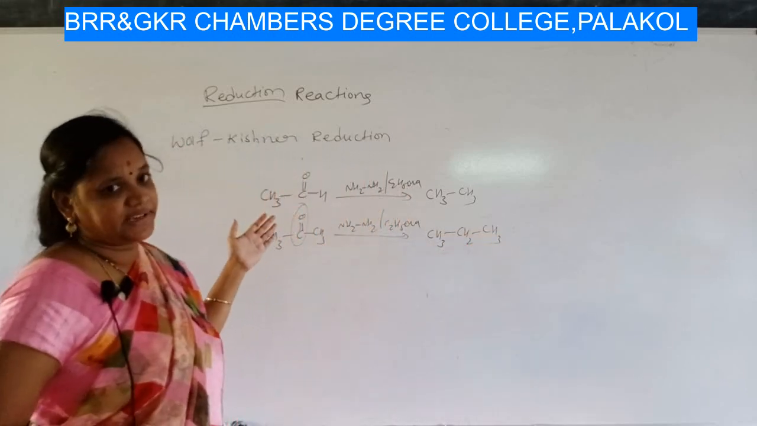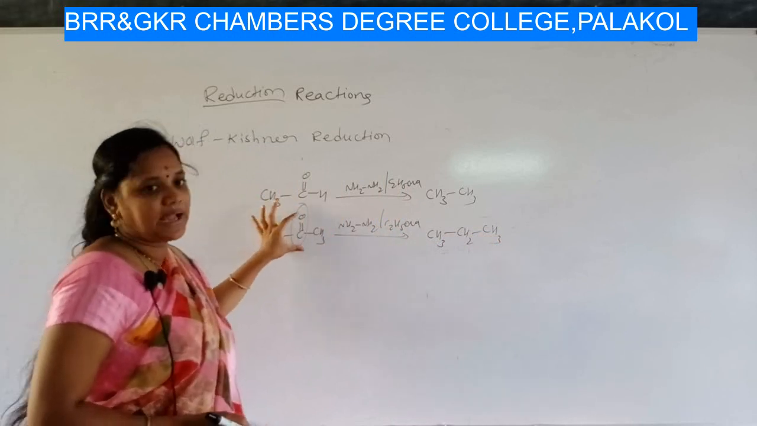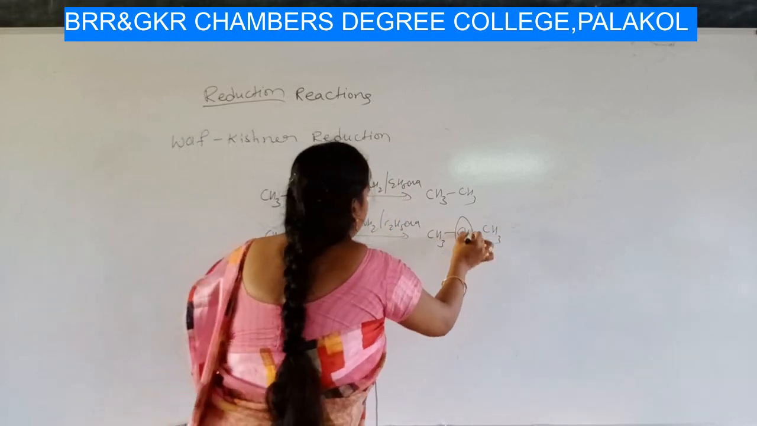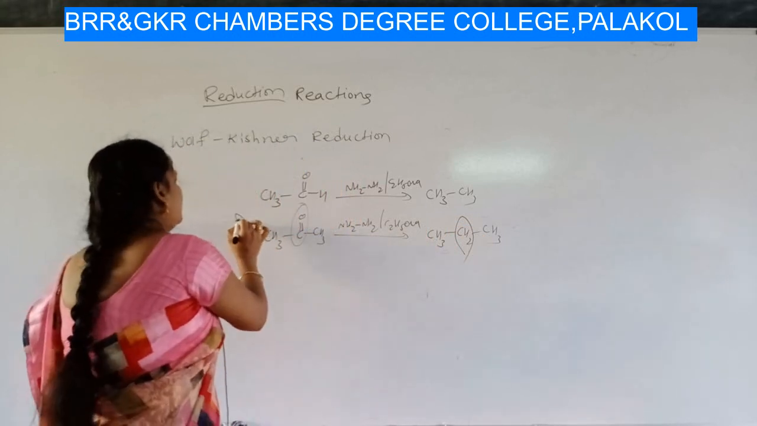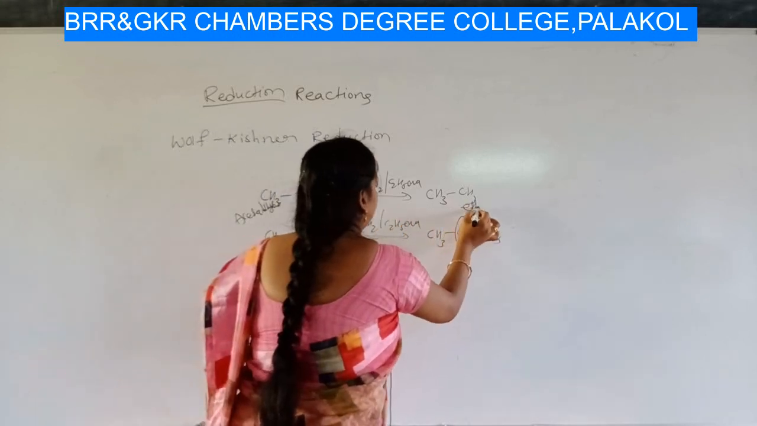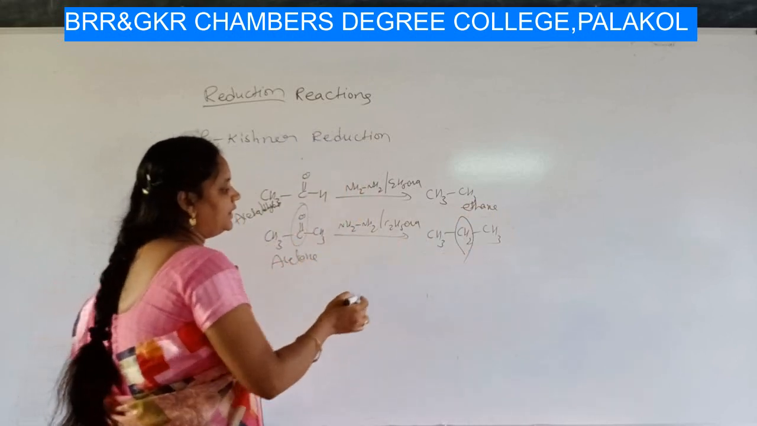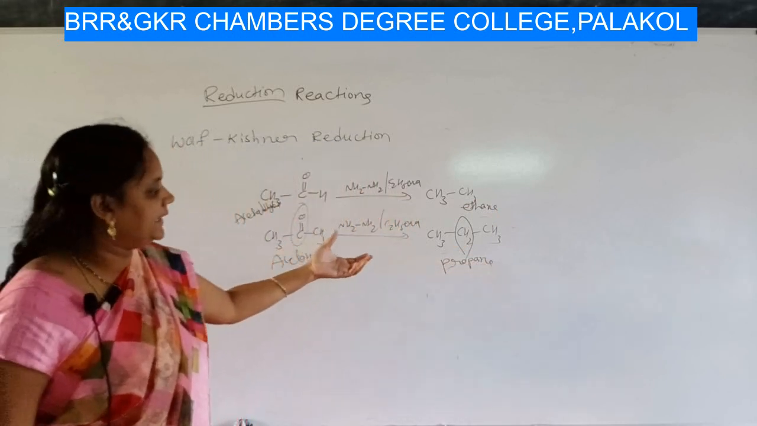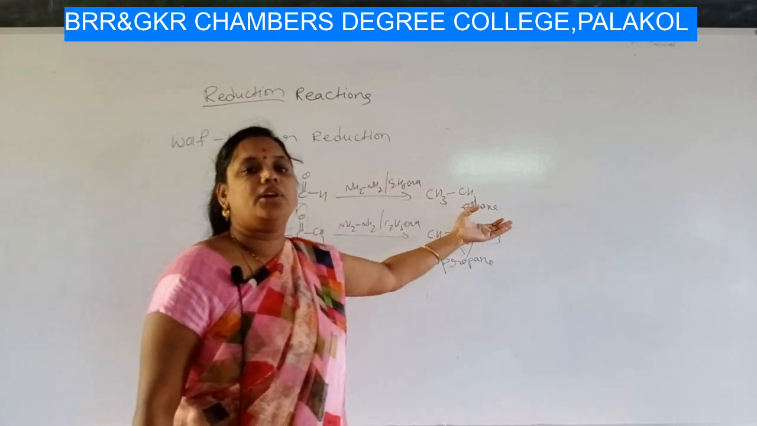What happens in these reduction reactions of Wolff-Kishner and Clemmensen? Just the carbonyl group will get reduced to a CH2 group. You have to remember this important point. This is the example of acetaldehyde getting converted into ethane, and an example of acetone getting converted into propane.